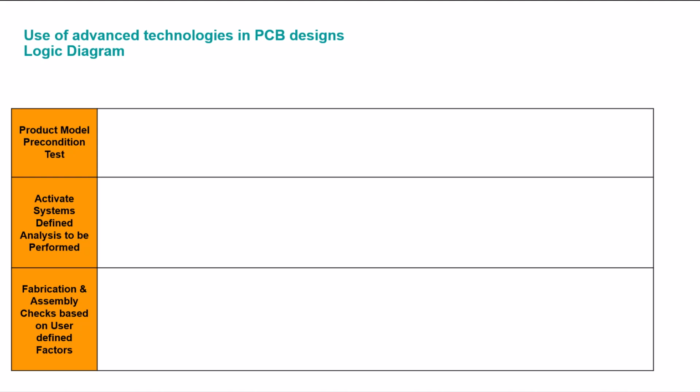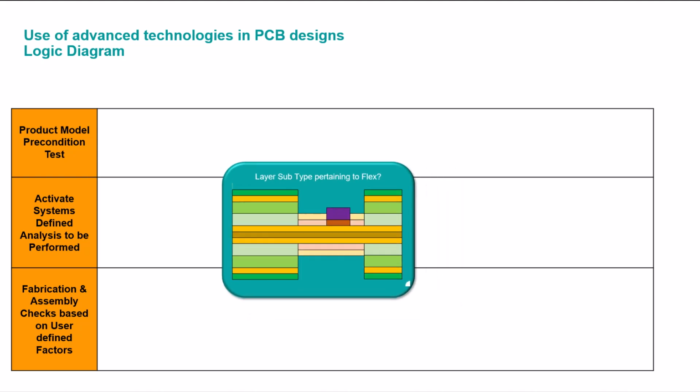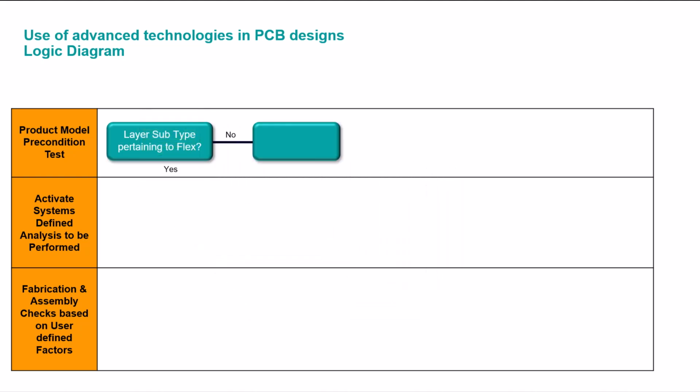To help visualize how the Analysis Definition Manager operates, here's a flow chart defining what factors are needed to trigger the software to enable HDI, microvia, and flex checks. First, it will look at all the layers of the design to determine if the flex analysis needs to run. There are several extra checks that are enabled during flex analysis, such as bend area analysis, as well as transition area analysis that are not needed for rigid-only designs.